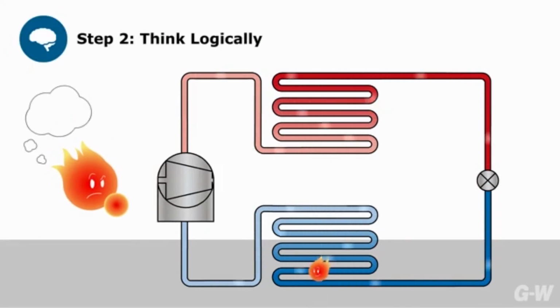Step 2. Think logically. Logical thinking is what separates humans from machines. We have the ability to logically think through a problem or a system. Think about the refrigeration cycle. Follow the heat through the system. Think about the pressure-temperature relationship. Think about the flow of electricity. Think logically through the process of heat transfer.